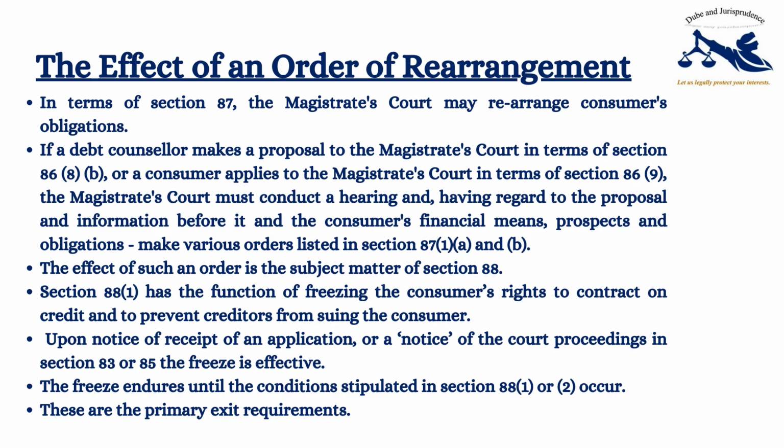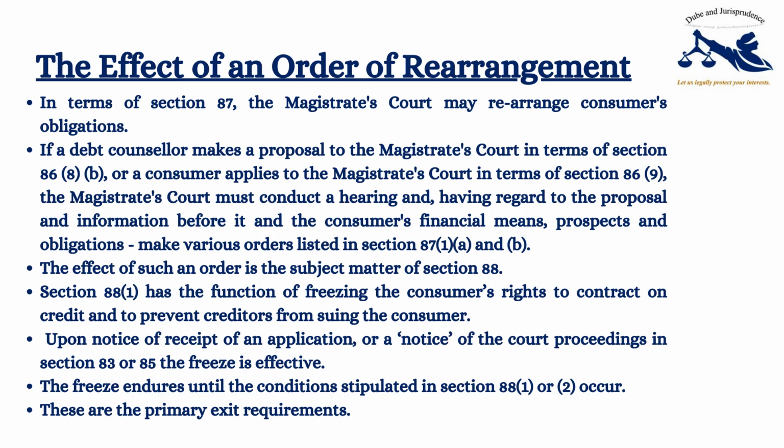In terms of Section 87, the magistrate's court may rearrange consumers' obligations. If a debt counselor makes a proposal to the magistrate's court in terms of Section 86, subsection 8(b), or a consumer applies to the magistrate's court in terms of Section 86, subsection 9, the magistrate's court must conduct a hearing and, having regard to the proposal and information before it and the consumer's financial means, prospects, and obligations, make various orders listed in Section 87, subsection 1(a) and (b). The effect of such an order is the subject matter of Section 88.